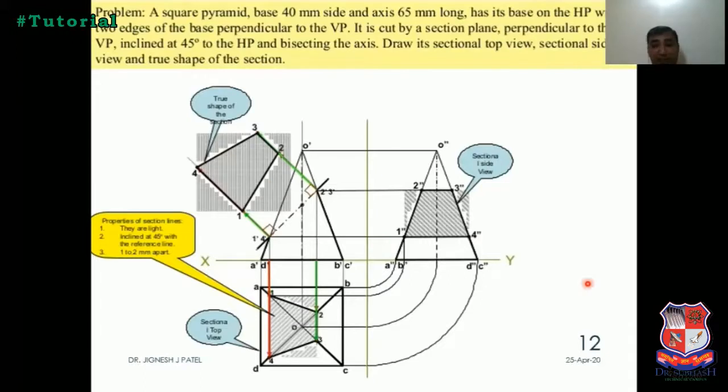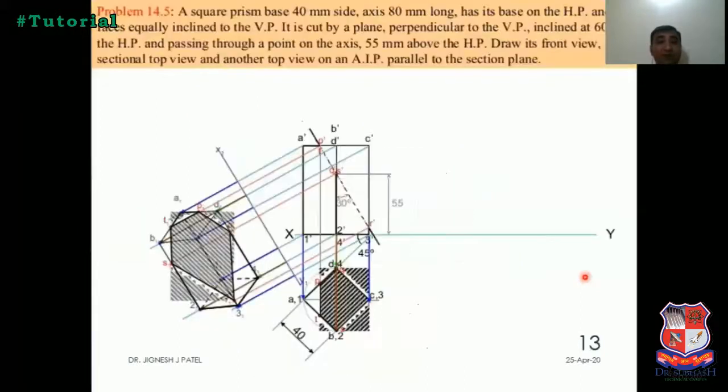Okay, now let's understand by one more example. A square prism, base 40 mm side, axis long, has its base on the HP and its base equally inclined to the VP. It is cut by a plane perpendicular to the VP, inclined at 60 degrees to the HP and passing through a point on the axis 55 mm above the HP. Draw its front view, sectional top view, and another top view on an auxiliary inclined plane parallel to the sectional plane.